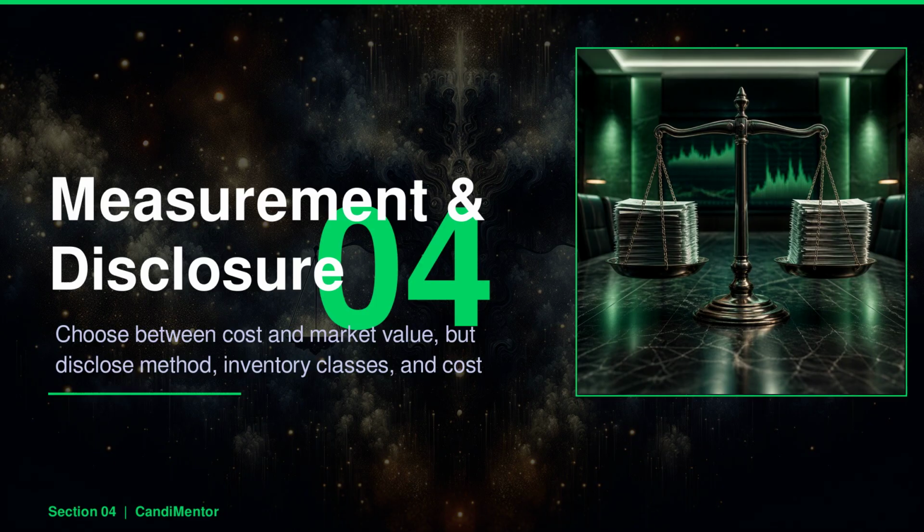The measurement method you choose directly impacts your balance sheet. A wrong choice can overstate assets by millions. ASC 330 provides options between cost and market value, but mandates disclosure of the chosen method, inventory classifications, and cost formulas. Let's see how these choices affect financial reporting.